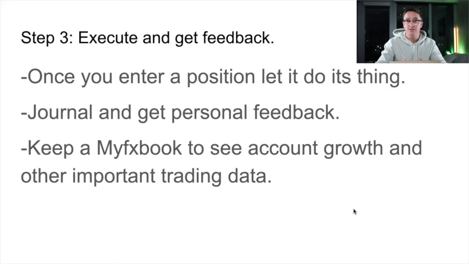There's all these factors that come into play that you need to take action on as a trader. So once you enter a position, guys, let it do its thing. There's nothing that you can do. You don't have enough money in your trading account to control the market and make it go up or down. And I know a lot of you think that your little 10 lot or even 100 lot is going to do something, but it's not going to move the market like that.